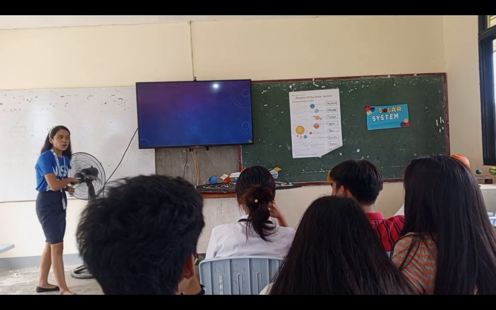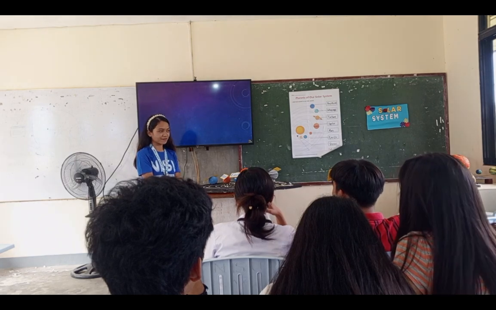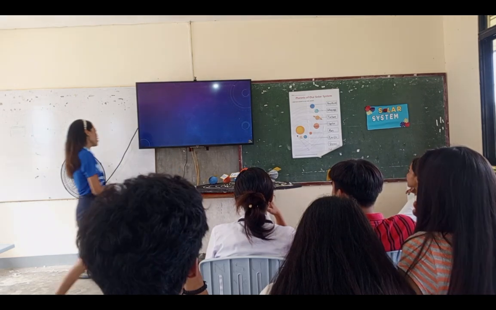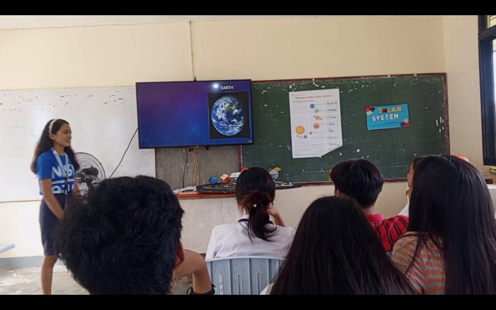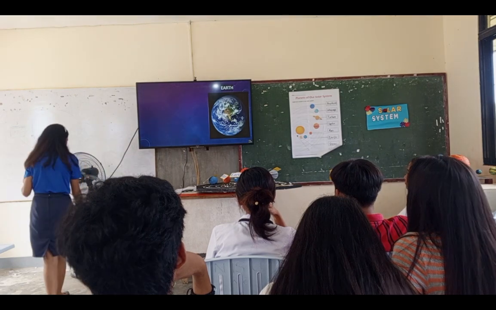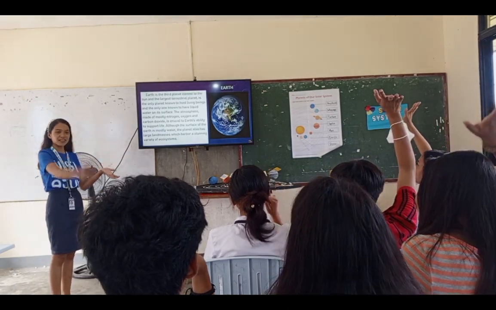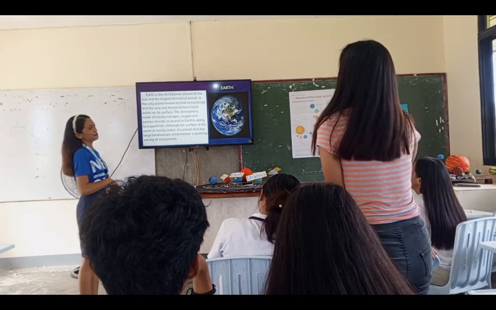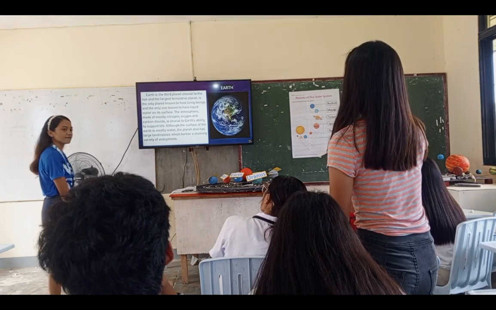Now, what is the third planet closest to our sun? Earth. That's right. Our very own planet Earth. Yes. That is what our planet looks like. Earth is the third planet closest to the sun and the largest terrestrial planet.